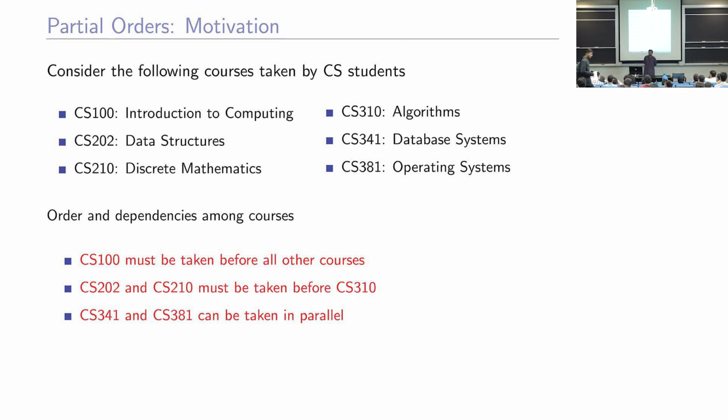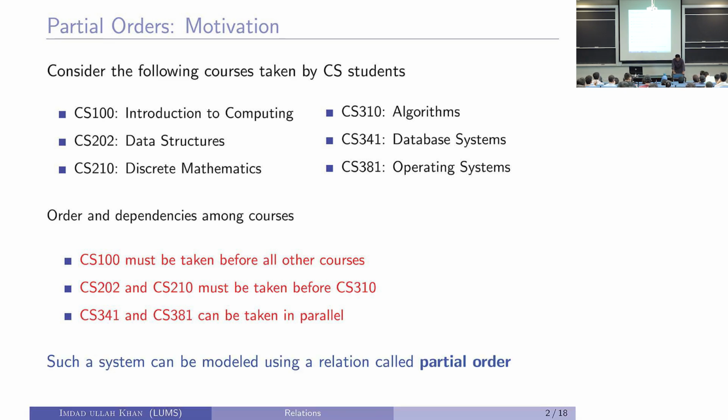CS100 must be taken before all these courses. So, it is like a prerequisite of all these courses, must precede all these courses. CS202 and 210 must be taken before CS310. It is made up, most probably it makes sense, but even if it does not, it is not a big thing. CS341 and 381 can be taken in parallel. You may or may not take them in parallel, but there is no required dependency between these two. Such precedence or dependency constraints are modeled by what is called a partial order.